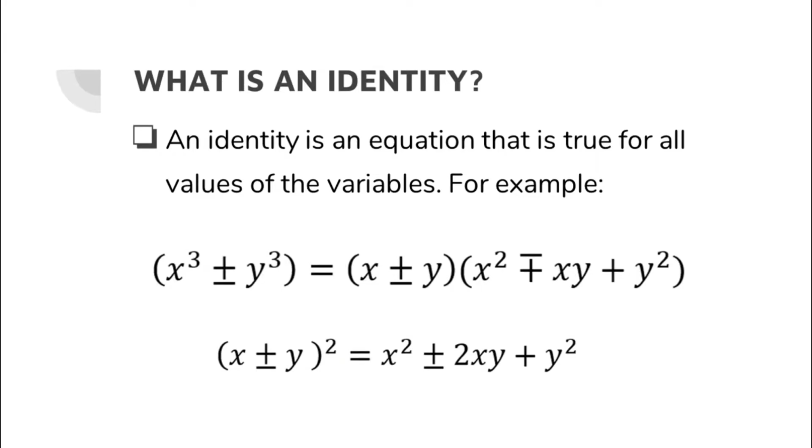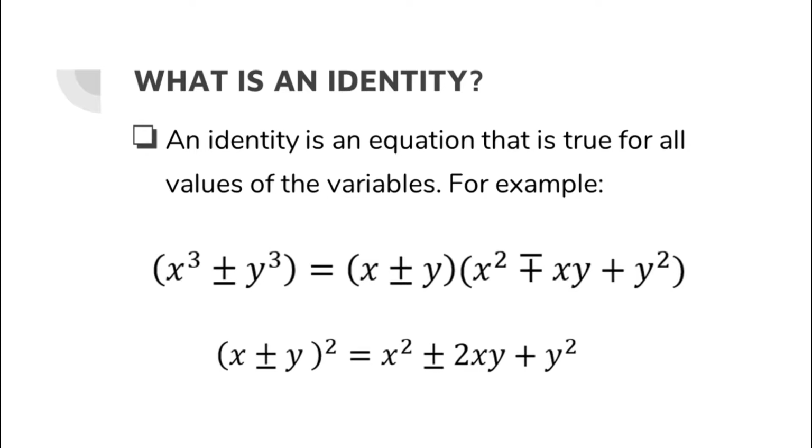First, what is an identity? An identity is an equation that is true for all values of variables. For example, the sum and difference of two cubes is equal to the quantity of x positive negative y multiplied by the quantity of x squared negative positive xy plus y squared.